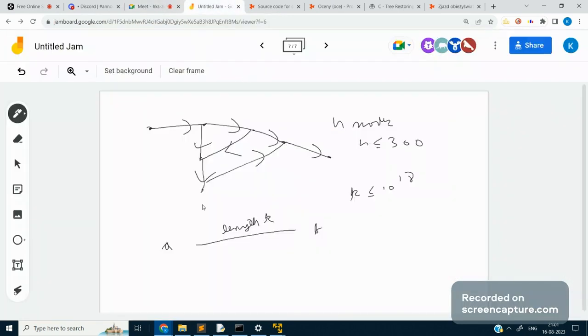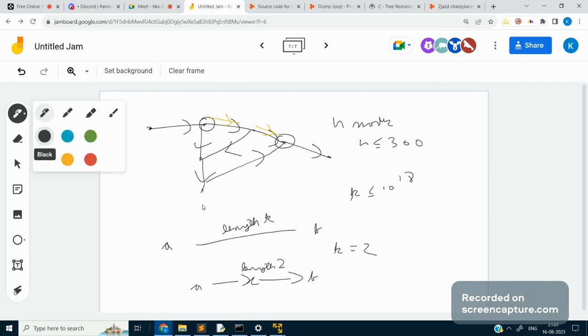Okay. So we are given two nodes a and b, and we need to find if there's a path of length k from a to b. Say this is a path of length 2. So for k equal to 2, this is satisfied. Let's say for these two vertices, there's a path of length 2, this one, and so it is satisfied for k equal to 2.